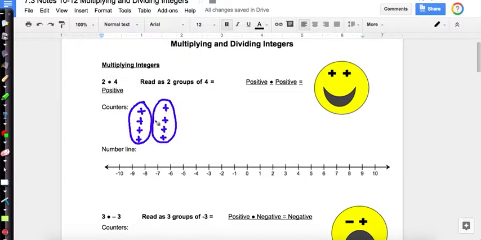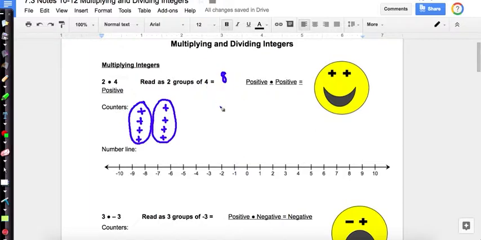So if I have two groups of 4, how many positives do I have here? That's correct, I have 8. So the rule is a positive times a positive equals a positive. So if you look at the face, I like to say my eyes are wide open and I'm happy because I'm doing what I love to do. So if my eyes are wide open, then I'm happy. So that means two positives. When I multiply them, I get a positive.